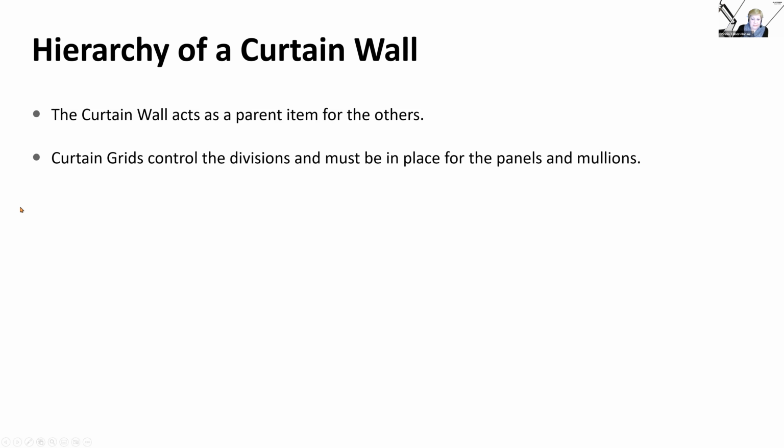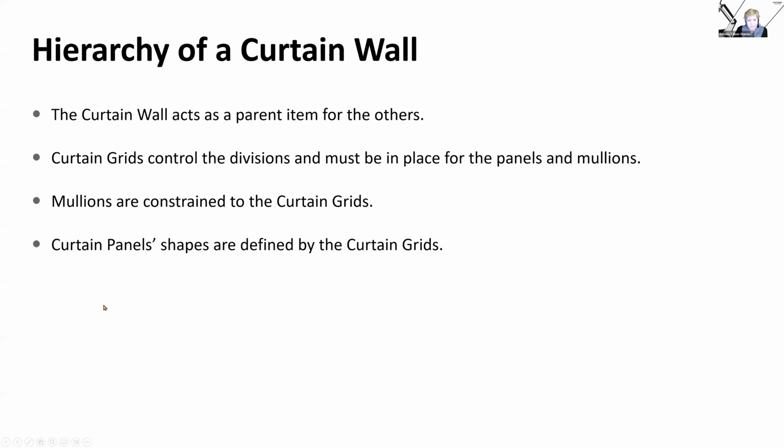Your curtain grids would be the next in the hierarchy. They control the divisions. They must be in place for panels and mullions. So if you don't have grids, you'll have one panel, and you can put mullions around the edge. That's it. The mullions are constrained to the curtain grids, so you can't move the mullions, you have to move the grids. The curtain panel shapes are defined by the curtain grids. So each of the panels will be defined by the outline of the grids and how you've got them in there.